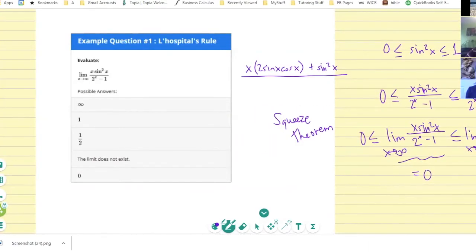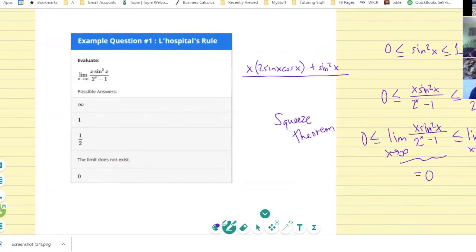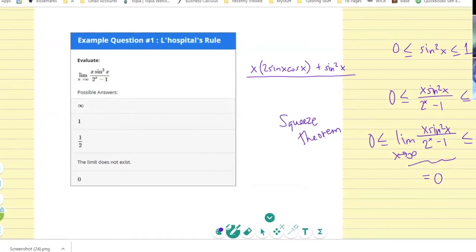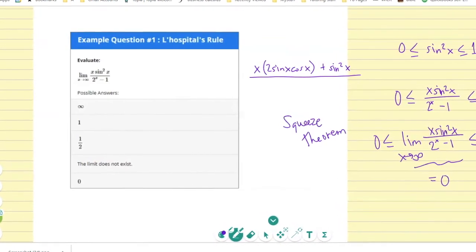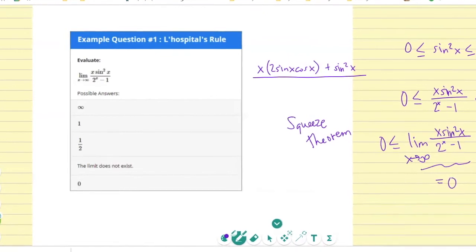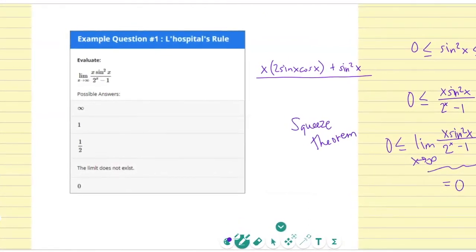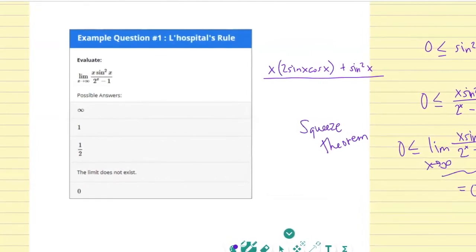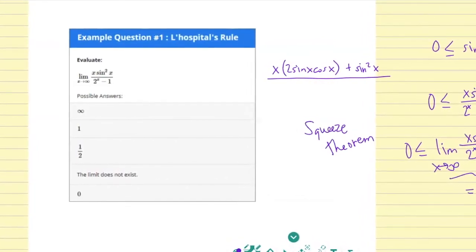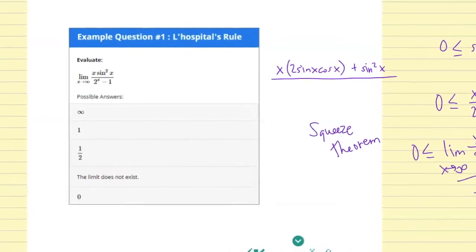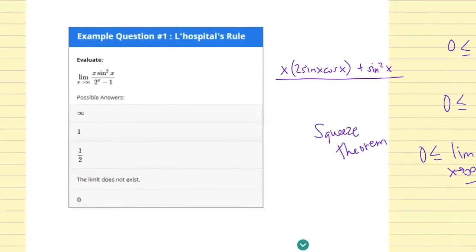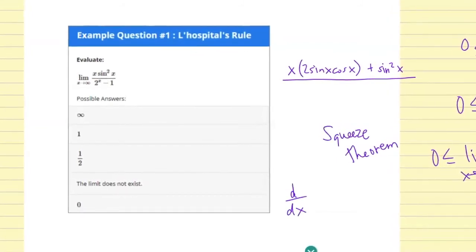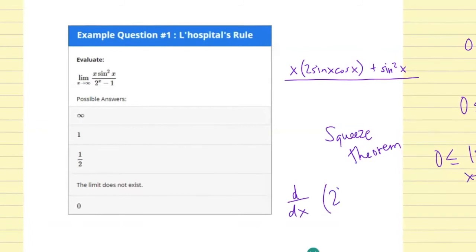I'm thinking about if we did try to use L'Hopital's rule, that is the derivative of the top, and then the derivative of 2 to the power of x. I know e to the x is just e to the x, and for another base you take it and multiply it by ln of the base number. Yeah, that's right. So ln of 2 times 2 to the x. So that's the derivative of 2 to the x minus 1.